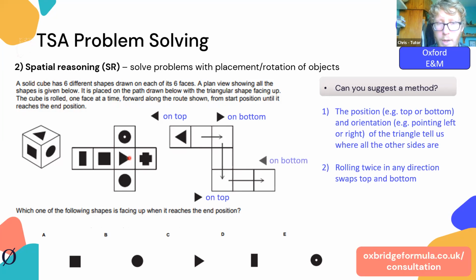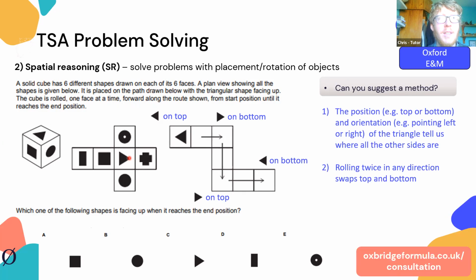Then it's a lot like the first one we did. So it goes to the bottom and it flips direction. And actually, because it ends up on the bottom, we don't even care about which direction it's pointing in. In another question, that could have been important, but here it turns out not to matter. Once we see it's on the bottom, we know that the shape on the top must be the one opposite.